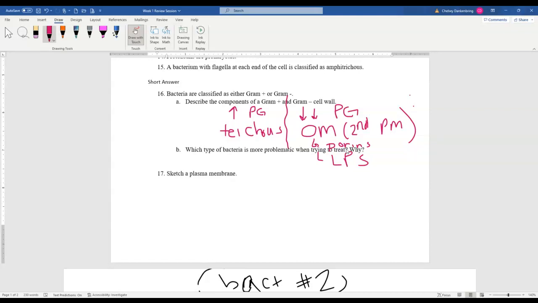LPS is what I'll normally call it. It stands for lipopolysaccharide, and it is an endotoxin. And so it's just this built-in toxin that gram negatives have. So when we do kill them with antibiotics, a lot of times the bacteria kind of blow up, and that releases that toxin into the bloodstream.